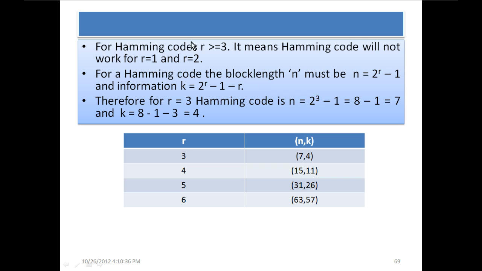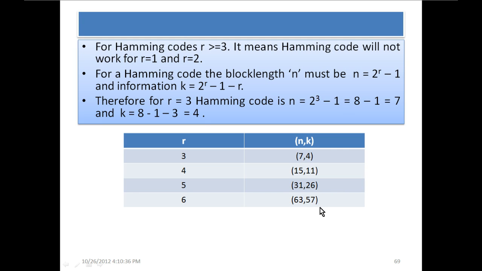Why? Because r must be greater than or equal to 3. So having r equal to 3, n is equal to 7, and the information bits are equal to 4. Therefore the first Hamming code is 7, 4. Then the next valid Hamming code is 15, 11. There are specific valid Hamming codes. You cannot add any arbitrary number of parity bits to information bits.